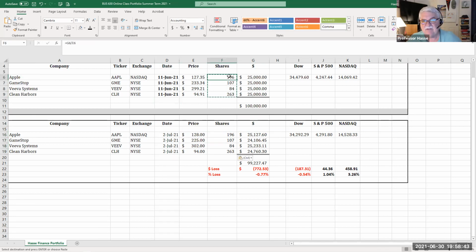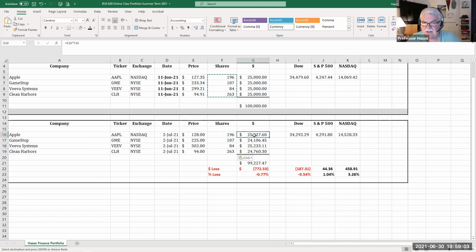I had 196 shares last week. I rounded to the nearest whole share. I took the formula G6 divided by E6, and that's how I got the 196. Now, this week, I copied the value down here. Here's, let's say, my new stock price on Friday is $128.